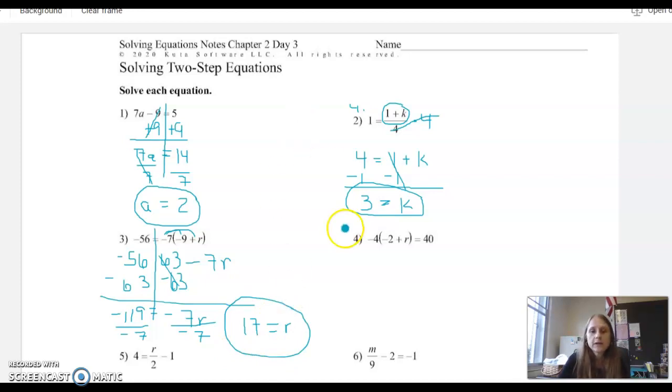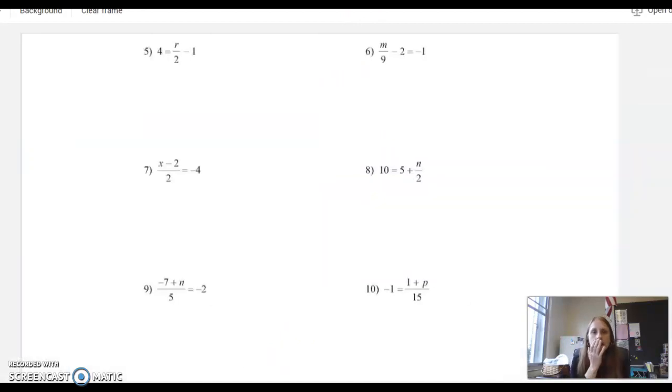All right, number 4 is very similar, so we're going to skip that. I've got 5 and 6 with more space on the next slide here. So notice number 5 is a little different than what we saw before. It's only the r right here that is being stuck there because of the divide by 2. So this -1 is not being divided by 2. So the first thing we do to get it out of the way is we would add 1. Since it's a -1, we would add 1 on both sides. So 4 plus 1 is 5 equals r over 2.